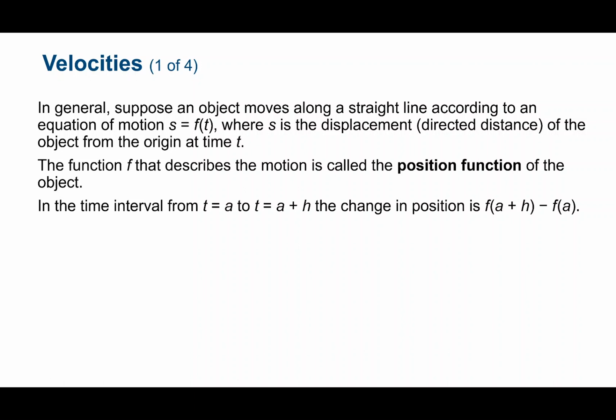If we're thinking about its position between two different times, we can call one of them time a, and then time a plus a little bit, plus h. So it gives us the actual time interval. Then we can find that position that way. Same as that last definition we saw, we have f of a plus h minus f of a.